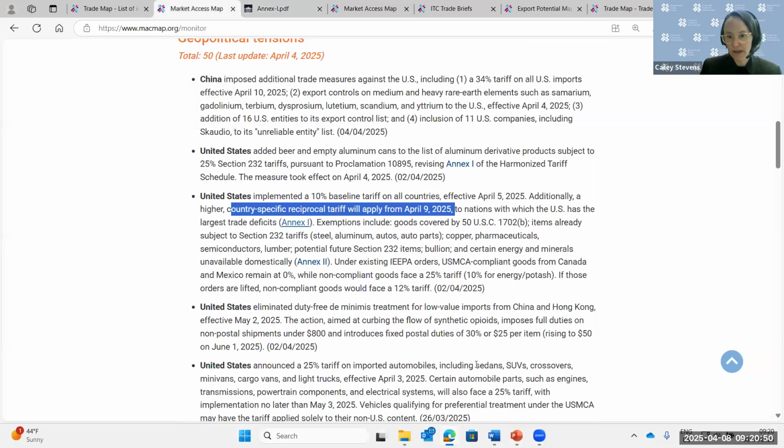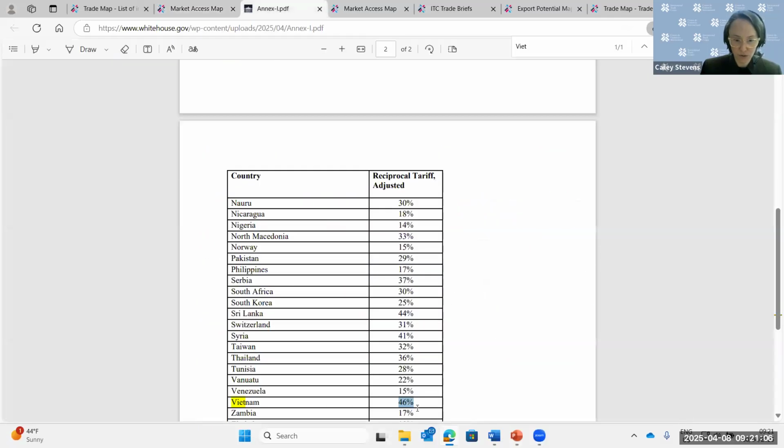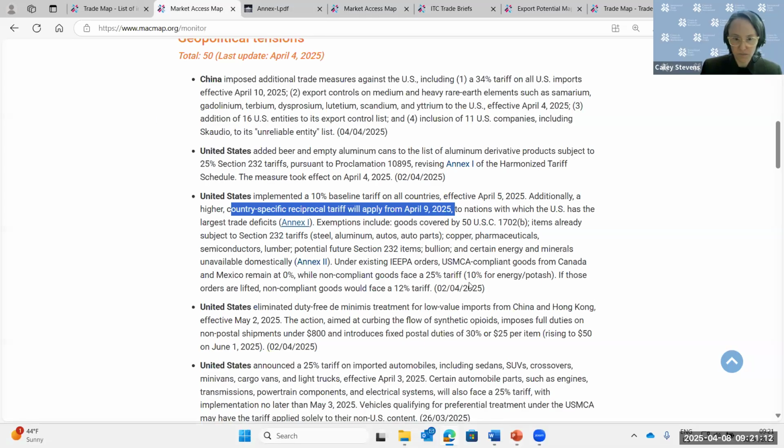Now, you may say, okay, so I'm using Vietnam as an example. I've been telling you that fans from Vietnam are going to now be subject to this 25% additional tariff on the aluminum content. But I also just showed you that Vietnam will be subject to a 46% additional tariff starting tomorrow. So how do we make sense of that?